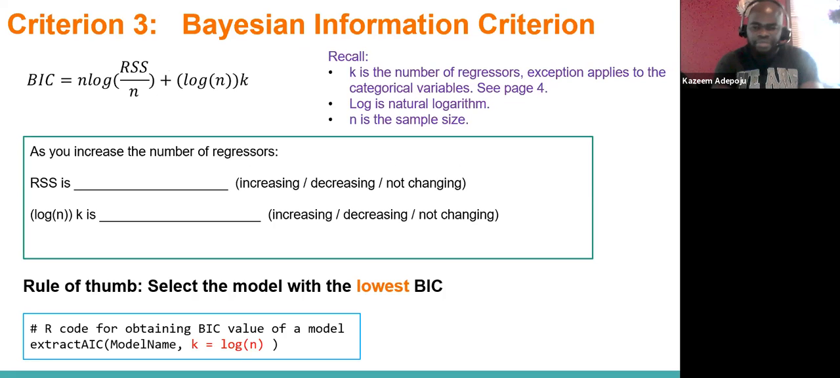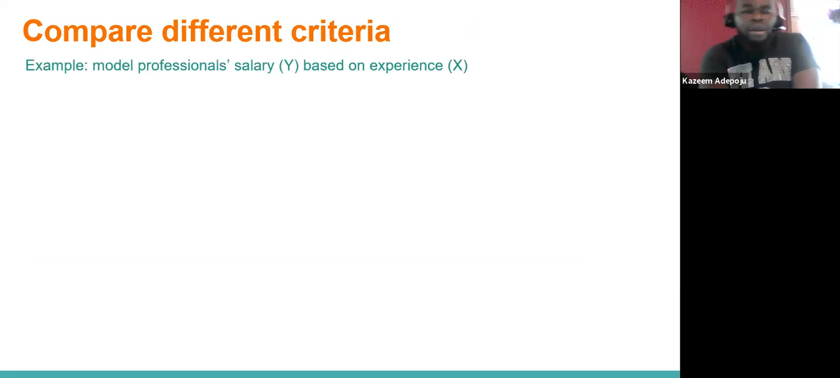Now, the question is this. Can we have a way to compare different criteria? Is it possible that there's a conflicting interest between the model selection criteria? Let me tell you something.